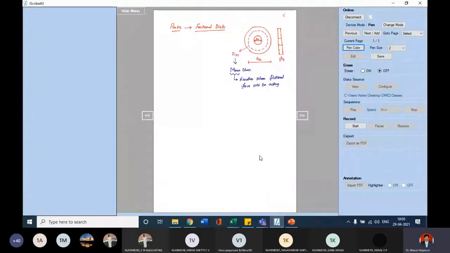So coming back, these are the different parts of the clutch. Among the various parts, we'll be talking about the frictional disc only. In the frictional disc, what are you going to find? You are going to find D1, D2, and DM.